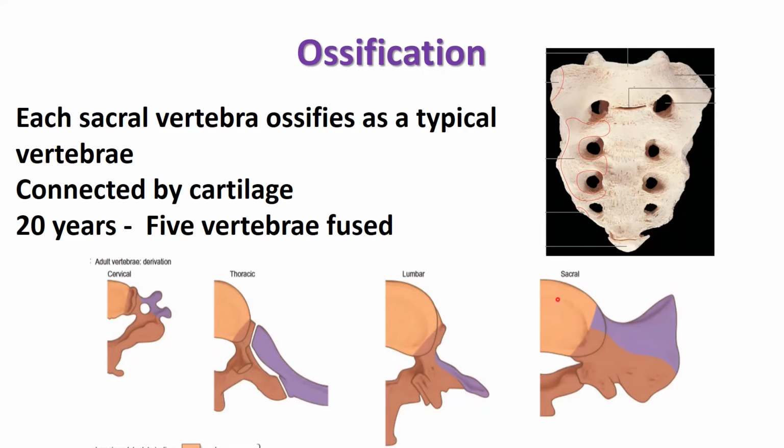But in the sacrum, the lateral mass of the sacrum has an equal contribution from the costal element and the transverse process. So this lateral mass of the sacrum is massive.